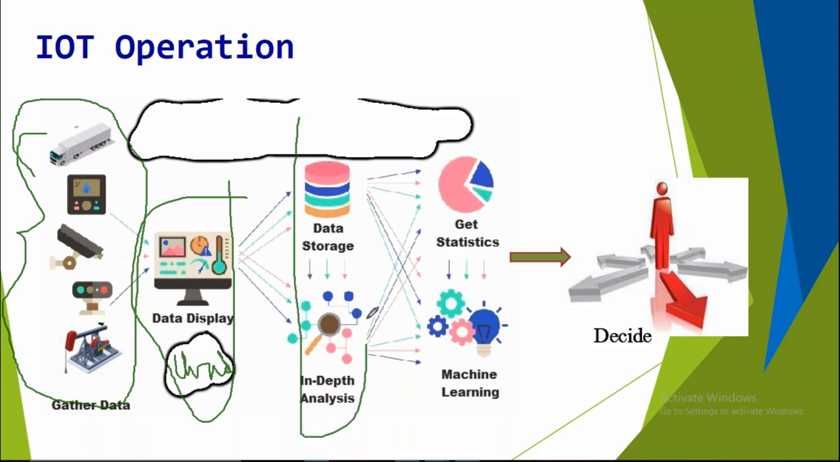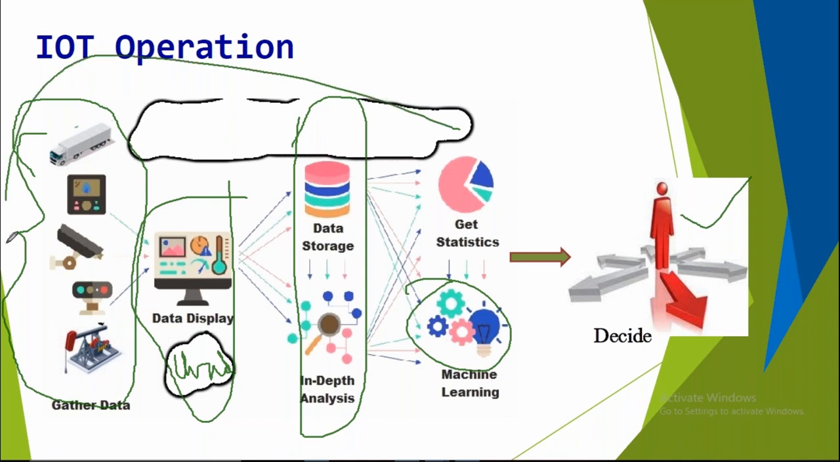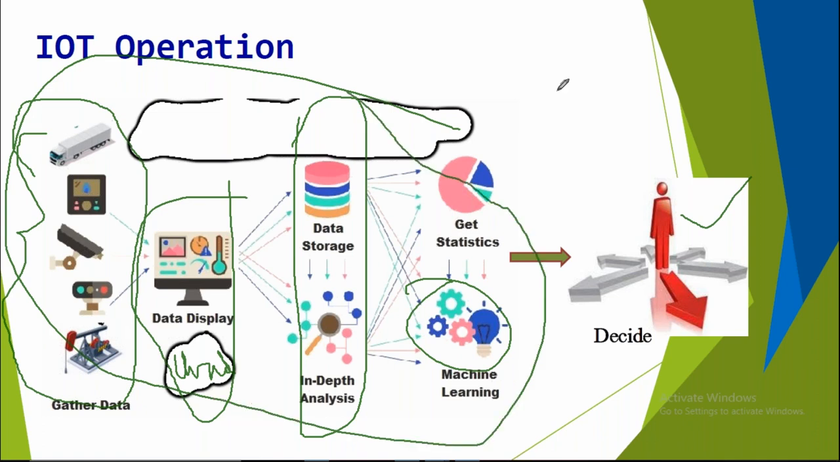But from the application point of view, the data is stored, and then big data analytics gives some statistics, embedding machine learning and some intelligence for taking decisions. Depending on the analysis, display and storage, and getting statistics, all this process allows us to make better decisions. So wherever you want better decision making, there you can go for the Internet of Things. That is the IoT application.